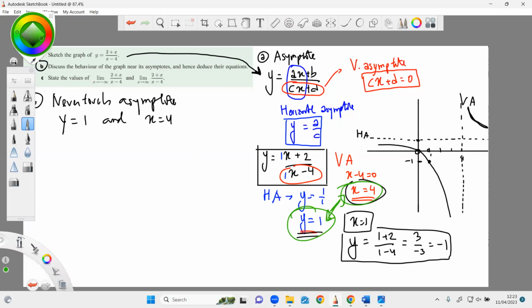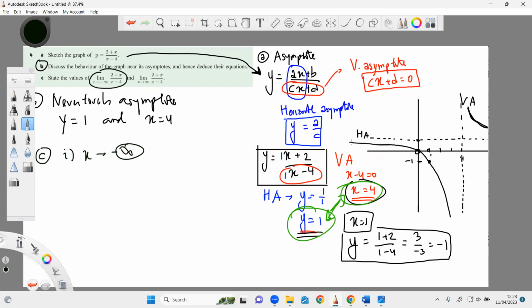See, if you put x as negative infinity here, it's equal to 1. So what happened? It will never reach the horizontal asymptote, but it will always be near to the horizontal asymptote itself. So the y will be near to 1, right? Go up, up, up. Okay, go up as always.